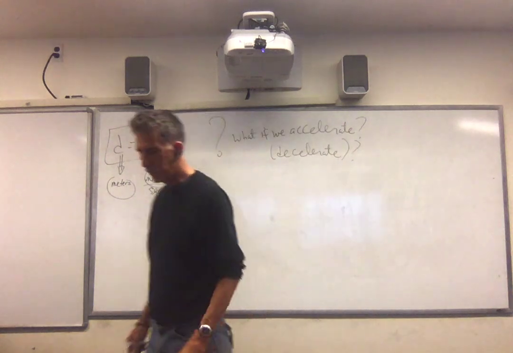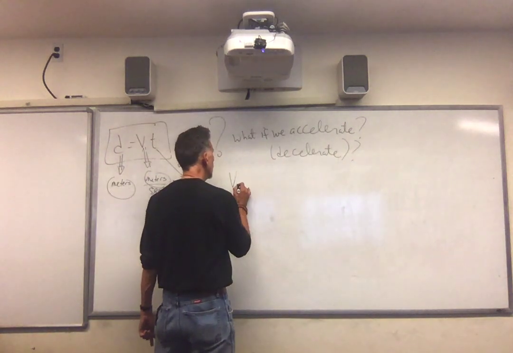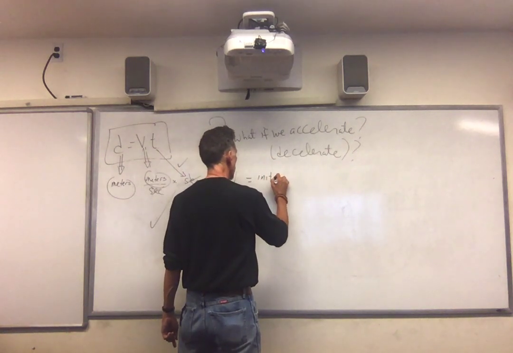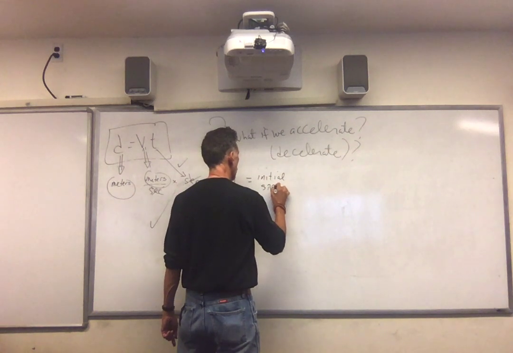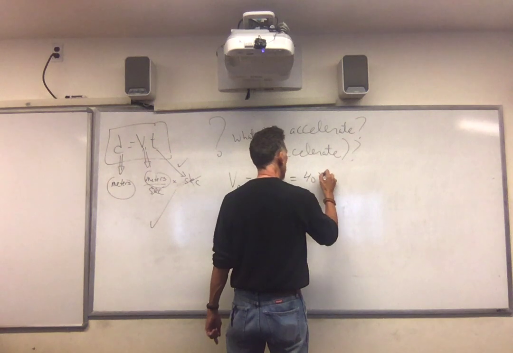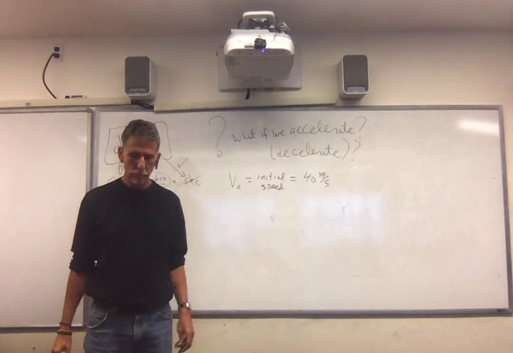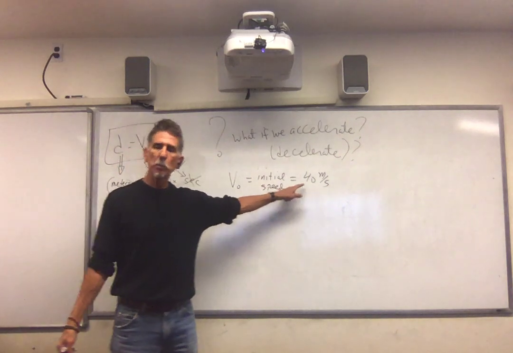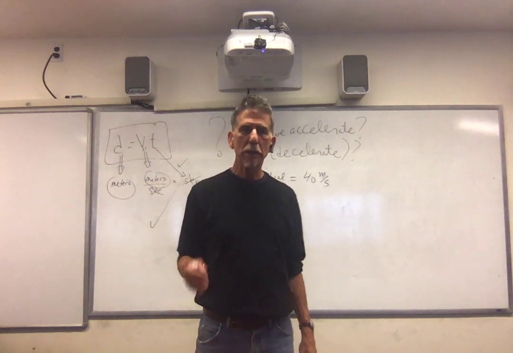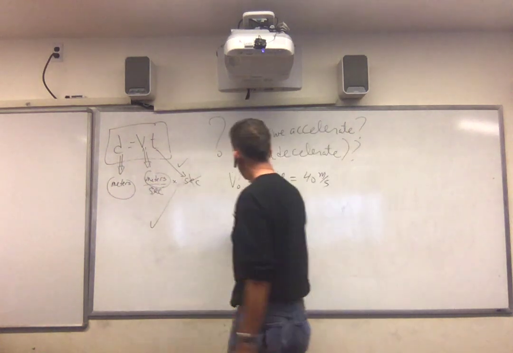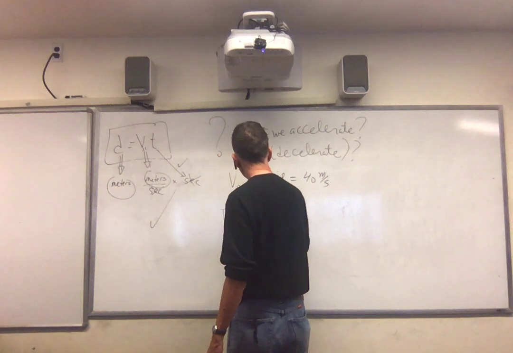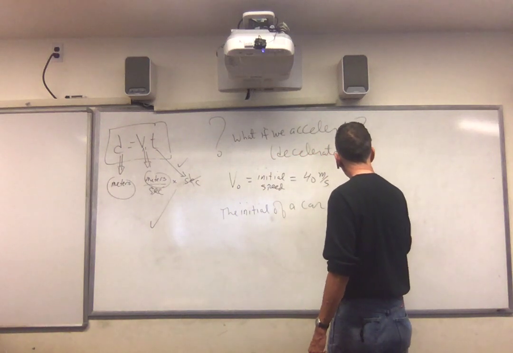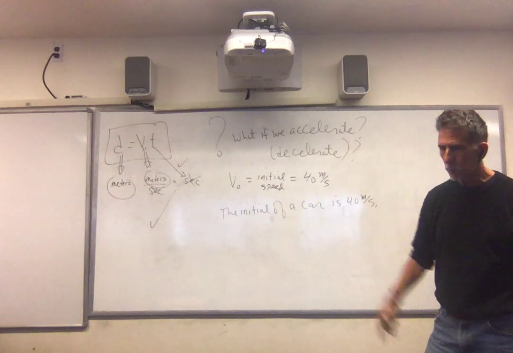So let me give you a problem. Suppose we have a speed. Suppose I say V0. That's our initial speed. Suppose it's 40 meters per second. We okay? So in 3 seconds, it's clear I've gone 120 meters. Just multiply by 3. But what happens if I say this? Here's a problem. The initial speed of a car is 40 meters per second. Okay? 40 meters per second.